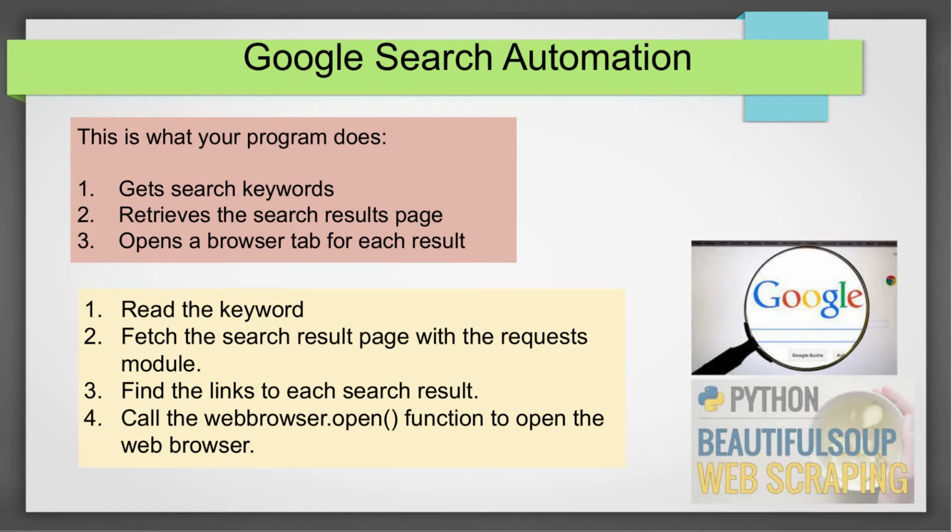Detailed steps to do. Step 1. Get the search keyword and request the search page. Before coding anything, you first need to know the URL of the search result page. By looking at the browser's address bar after doing a search, you can see the URL of the result page. The requests module can download this web page and then you can use Beautiful Soup to find the search result links in the HTML. Finally, you'll use the webbrowser module to open those links in browser tabs.